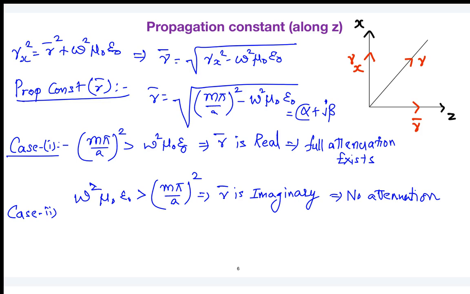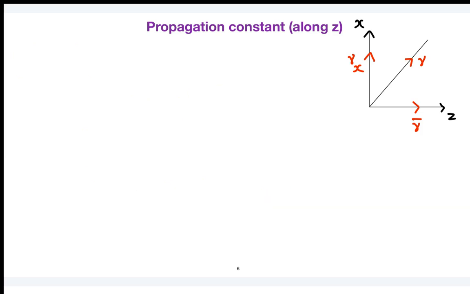So as of now, the conclusion here is when the frequency is below the cutoff frequency, the wave cannot propagate. When the frequency is more than the cutoff frequency, the wave can happily propagate without any attenuation. To find the cutoff frequency, I have to equate omega square mu naught epsilon naught is equal to (m pi by a) whole square.